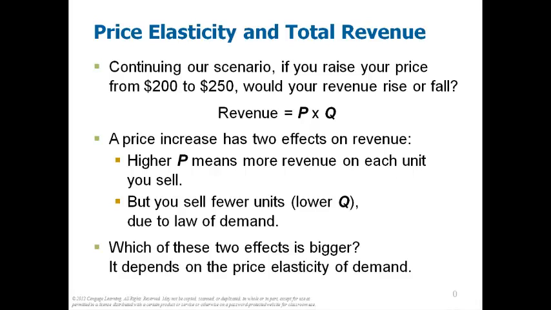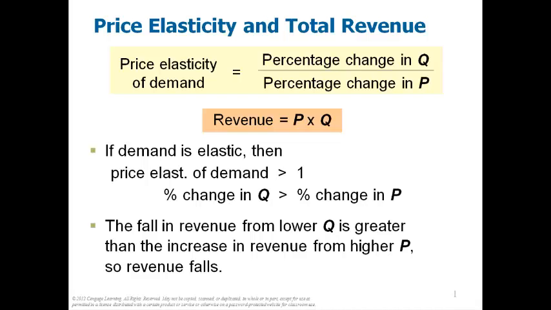And the answer is that it depends on the price elasticity of demand. The price elasticity of demand tells you the information that you need to know. Remember that the price elasticity of demand is just equal to the percentage change in quantity demanded divided by the percentage change in price. And total revenue is equal to price times quantity. So if the demand for your product is elastic, then the percentage change in quantity is greater than the percentage change in price. So if you raise the price of your product, the fall in quantity is going to be greater than the rise in price in percentage terms. So your total revenue is going to fall.